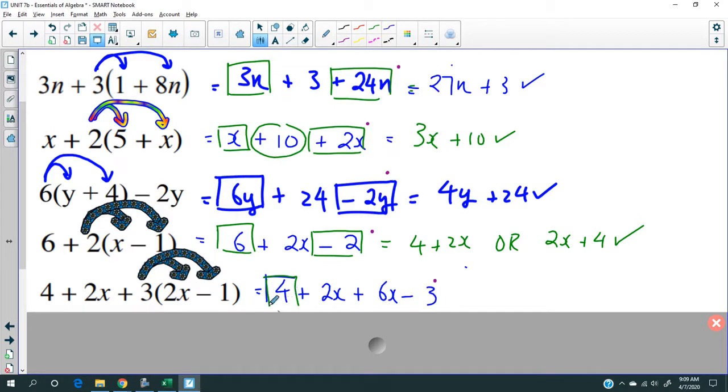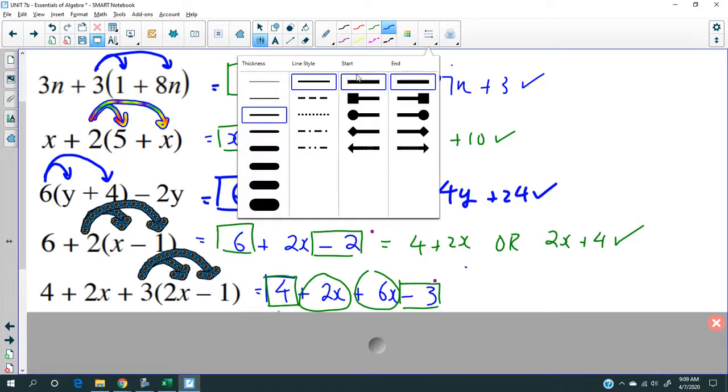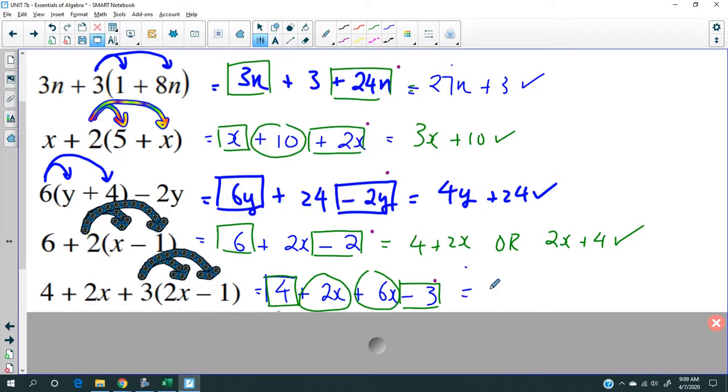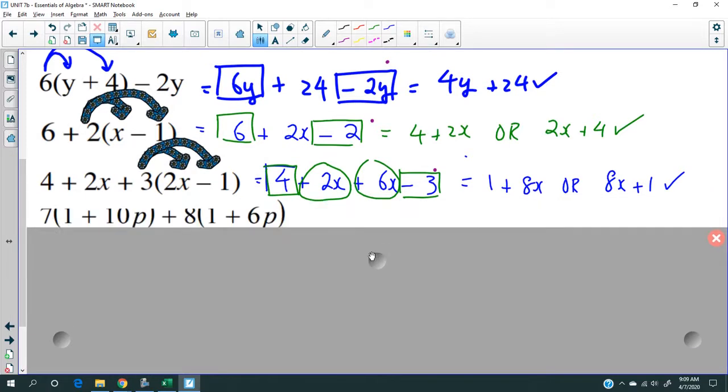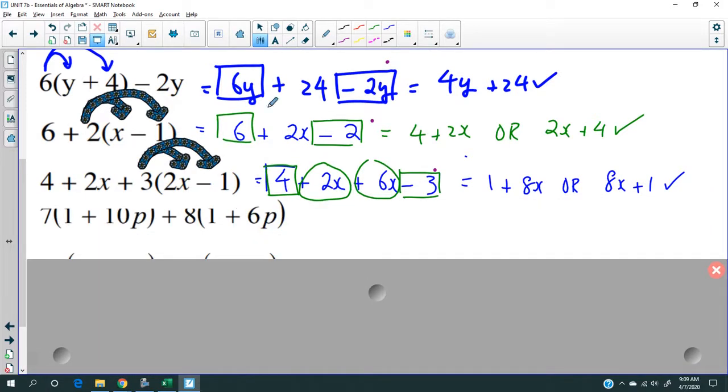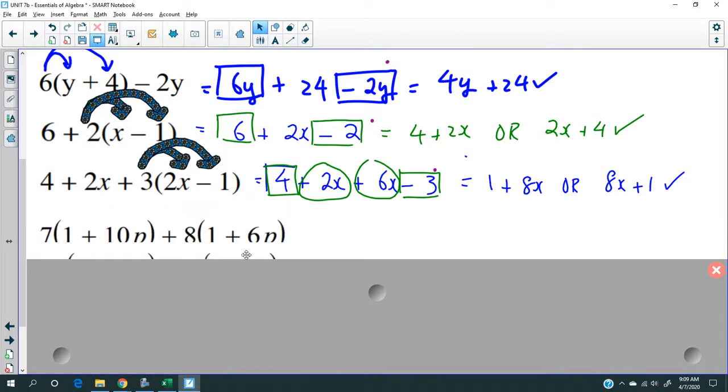Okay, so 4 minus 3, that's 1, right? 2x plus 6x is 8x, plus 8x, or old man ink style, 8x plus 1. Okay, all right, now I have a feeling, or at least I'm hoping, that the next one will look something like this. And oh, this one's great. Oh man, this one is awesome. What about this one?